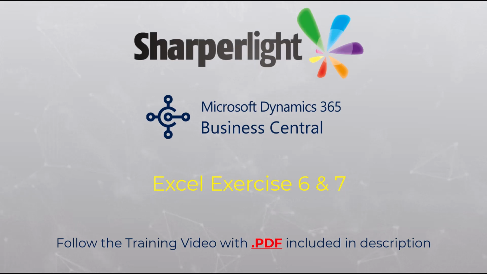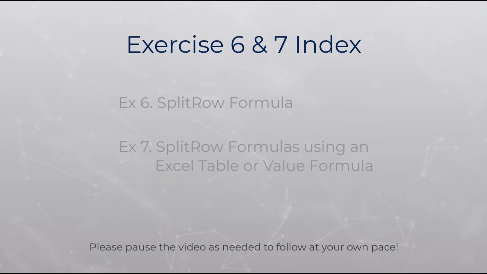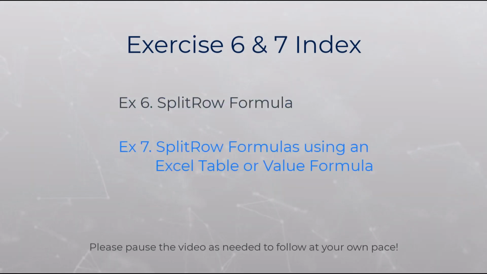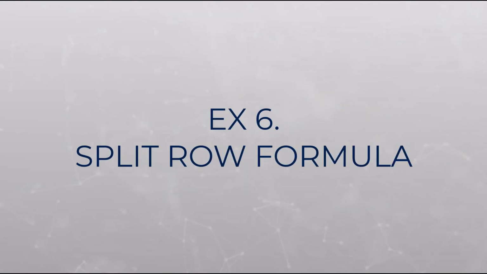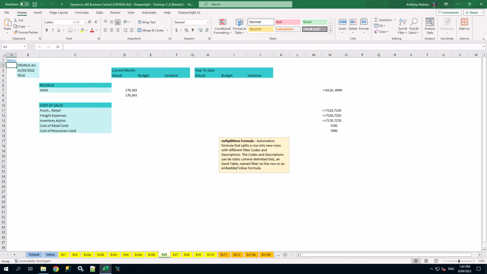This is exercise 6 and 7. Exercise 6 covers the SplitRow formula, and exercise 7 covers SplitRow formulas using an Excel table or value formula. Exercise 6 continues on the same workbook from the previous exercise. Open the sheet for X6.